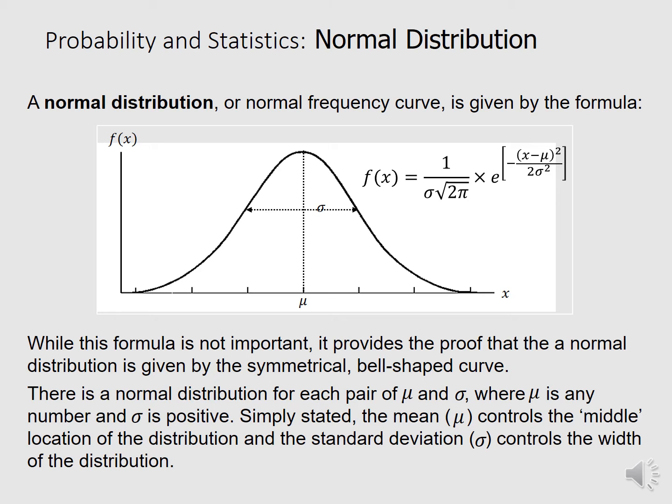around the mean. For each population mean and standard deviation, there is a normal distribution curve generated. This means that the mean controls the mid-location of the distribution, and the standard deviation controls the width of the distribution, with a larger standard deviation resulting in a more spread out distribution.